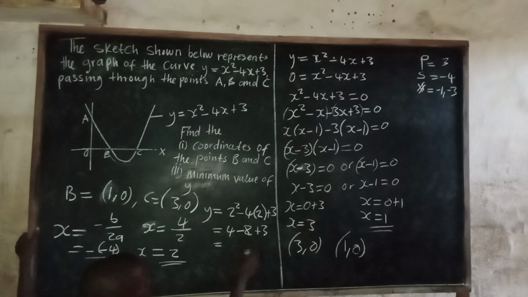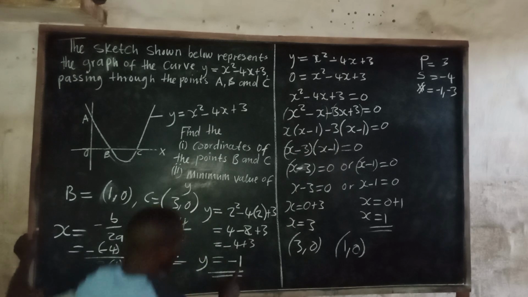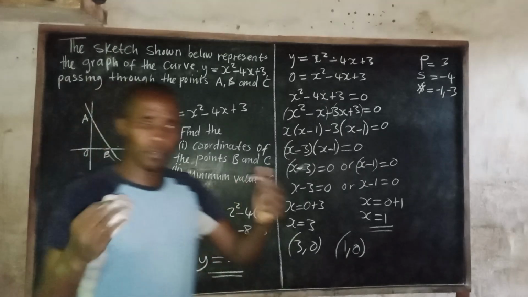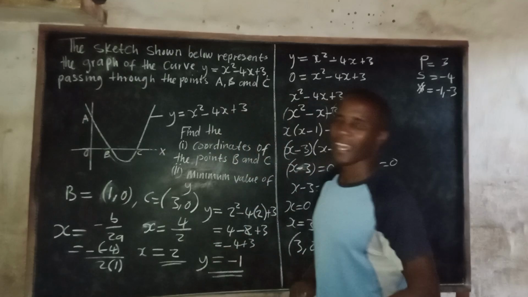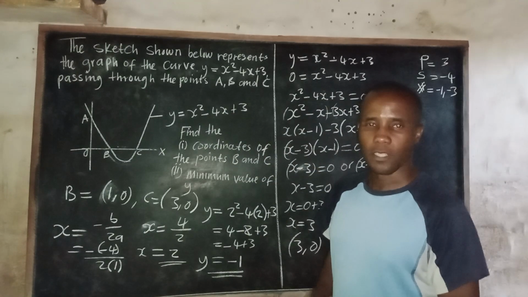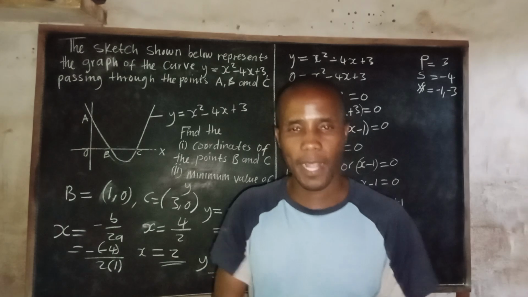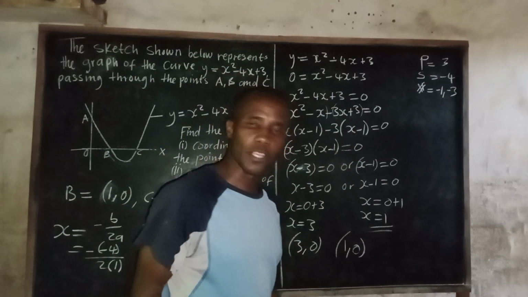So 4 minus 8, or we can say negative 8 plus 3. It is just one and the same. So 4 minus 8 is negative 4, plus 3. Then negative 4 plus 3, the answer is negative 1. So the minimum value of y is negative 1. So the coordinates of this point are 2, negative 1. This is how we work out this type of question.